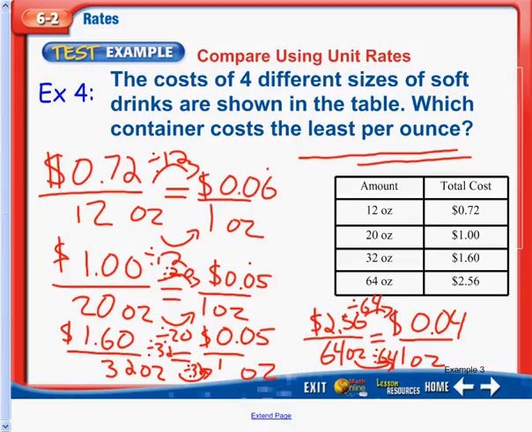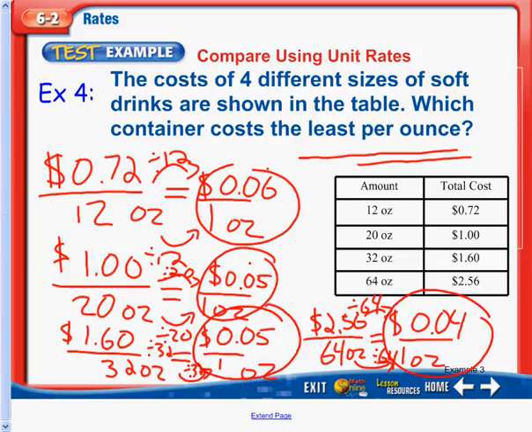So comparing these prices, I see 6 cents per ounce, 5 cents per ounce, 5 cents per ounce again, and 4 cents per ounce. So for the cheapest price per ounce, 4 cents per ounce here is our leader, and our container that contains the least per ounce that we were looking for up here. So that is our answer, 4 cents per ounce. So we need to again remember that this is a 64 ounce container, contains the least cost per ounce. So that is our answer, the 64 ounce.